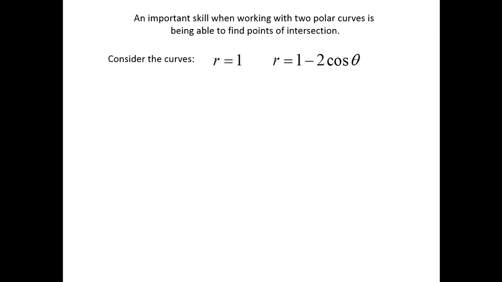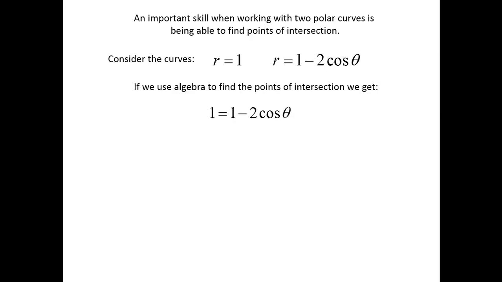Think back to the handout I gave you the other day. If you'll recall, r equals 1 is a circle centered at the origin with a radius of 1. And the other function there is a cardioid. I'll show you a picture of this in a minute. But before I do that, I want to look at what happens if we just set these equal to each other. If we set them equal to each other and do a little algebra, we're looking at where cosine theta equals 0.